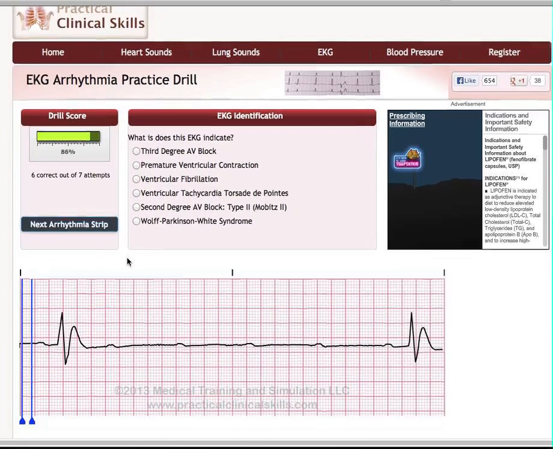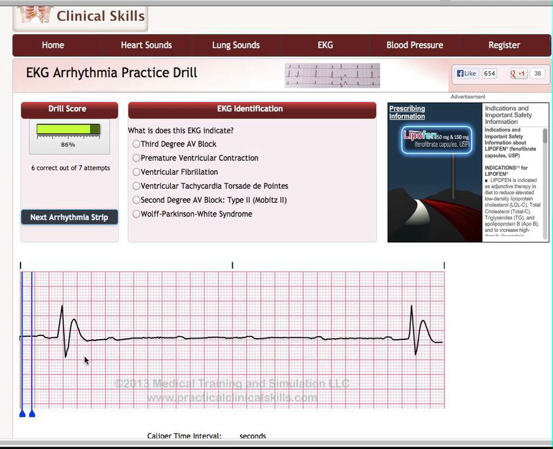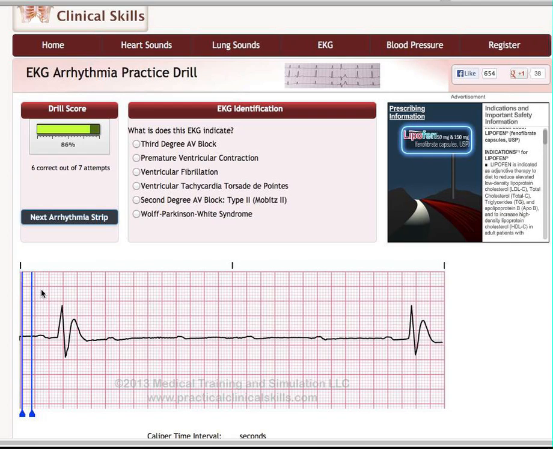So the next one, let's take a look here. So obviously there's something pathologically wrong with this patient. So what do you think's going on? So let's look. What's our rate? Well, it's slow. Let's just call it that. Slow to non-existent. Rhythm. Well, obviously it's not very regular. These are very sick QRS complexes. Let's see what they are.